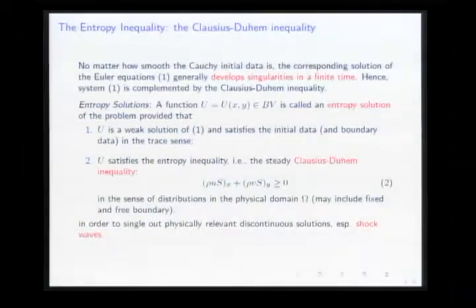Okay, it is well known that for smooth data for the Cauchy problem, singularities develop in finite time. So we need admissibility criteria to pick out the right solution. So we say a function in BV is an entropy solution to the problem if it is a weak solution satisfying the initial data and the boundary data, and if it satisfies the following entropy inequality in the sense of distributions. And this is again to pick out the physically relevant discontinuous solutions, especially shock waves.